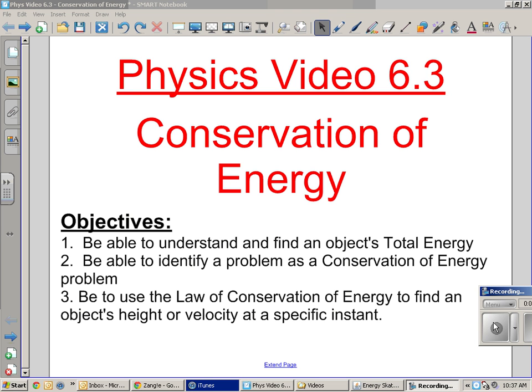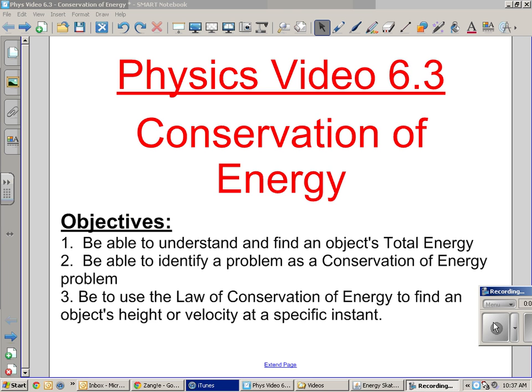All right, objectives. By the end of this video, you should, hopefully by now, already understand the concept of, and be able to find an object's total energy. You should be able to identify a problem as being a conservation of energy problem. Here's the deal. In this chapter, there's basically two types of problems: conservation of energy problems, which is the focus of this video, and then the next video is going to focus on what are called work problems.